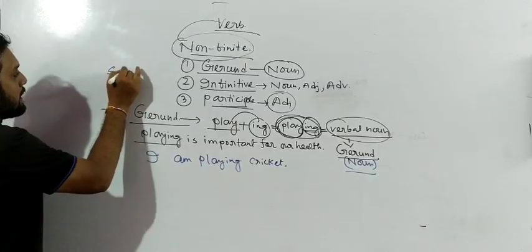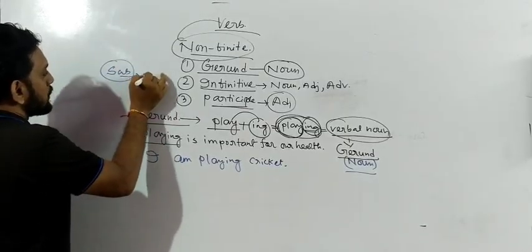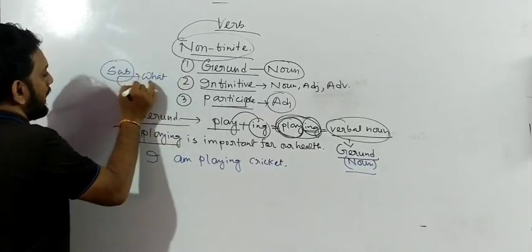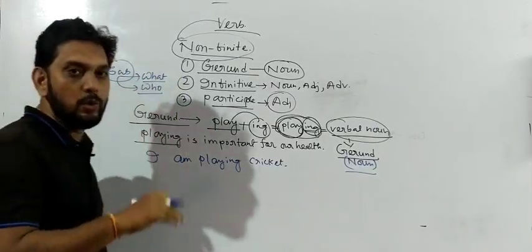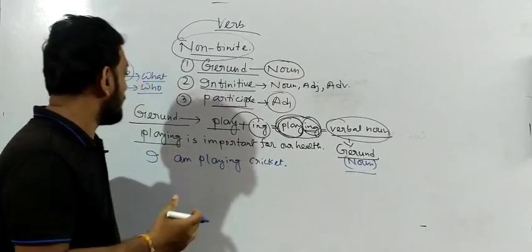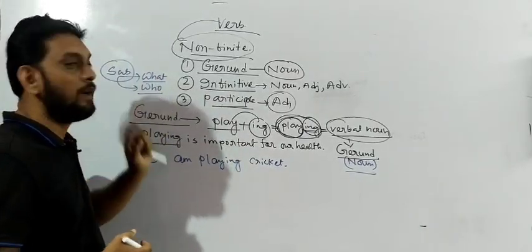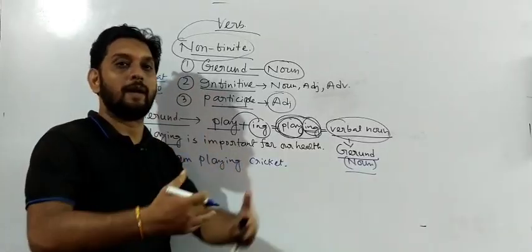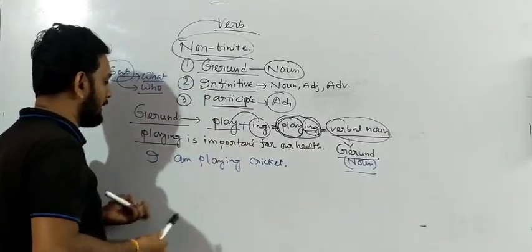Now here we have to understand how can you find out the subject of a sentence? How can you find out the subject of a sentence? Using the WH question word what, and another is who. When we use what and who, we can find out the subject of a sentence.